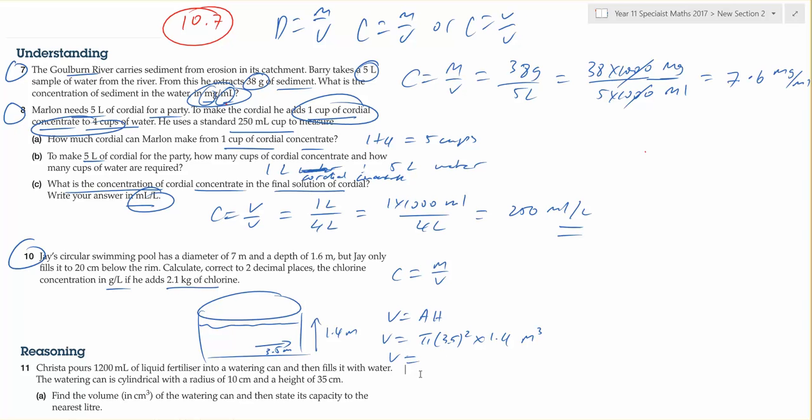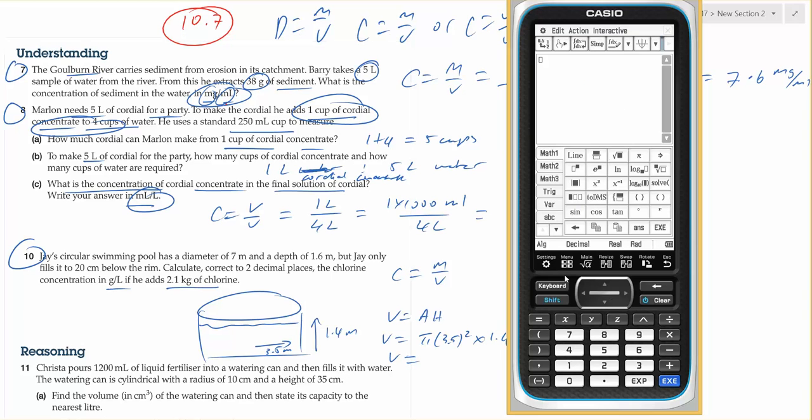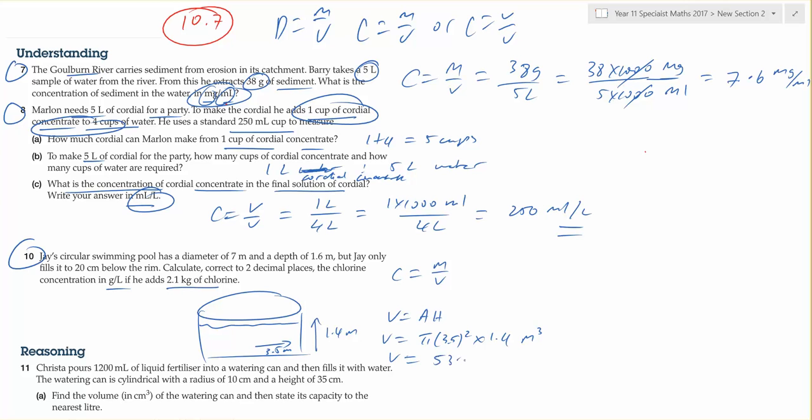So I'm going to get my CAS out. And we'll go pi times 3.5 squared times 1.4. Okay, 53.8783 metres cubed. Okay, let's use this formula now. So concentration is given by mass, 2.1 kilograms divided by, and I always write the units because it reminds me of what units I'm using right now, 53.8783 metres cubed.